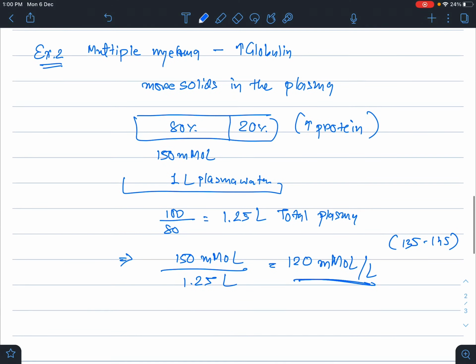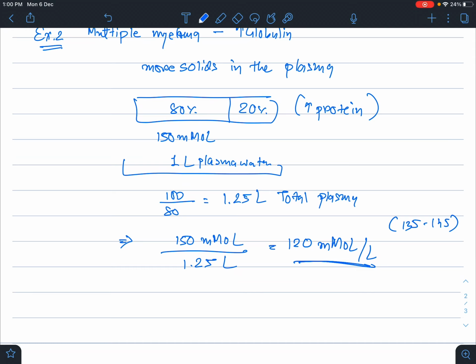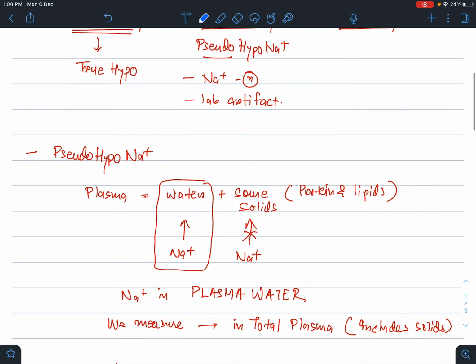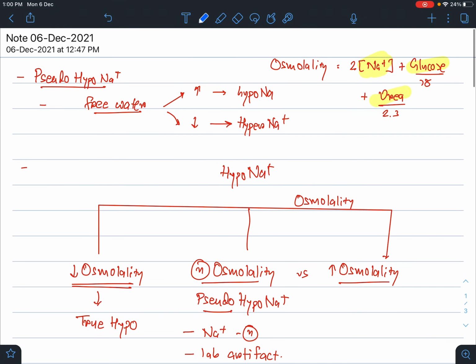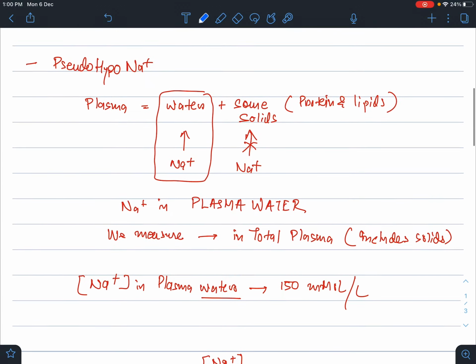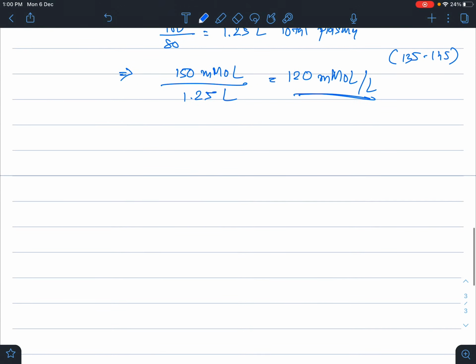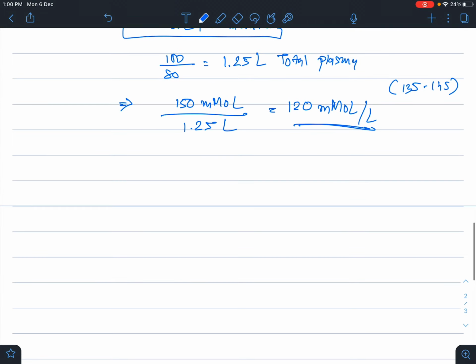So by calculation, we got a lower amount of sodium detected, but the actual sodium was normal, and even the osmolarity is normal. Why? Because if we see this osmolarity equation, it considers sodium, urea, and glucose. So if technically sodium, glucose, and urea are fine, the osmolarity will obviously be fine. That's why it is called pseudohyponatremia, and it is a laboratory calculation artifact.